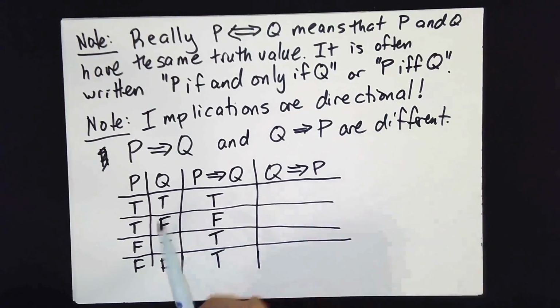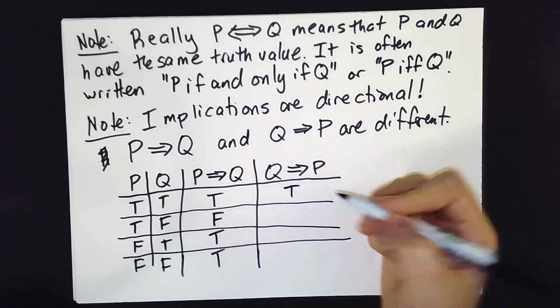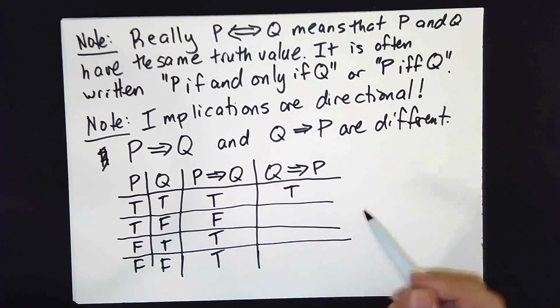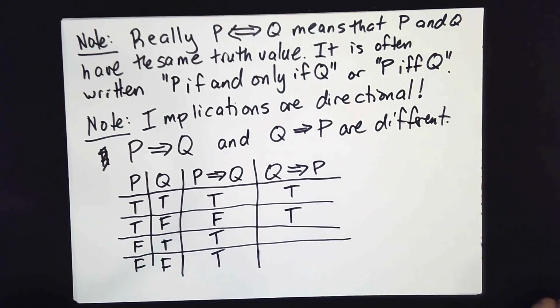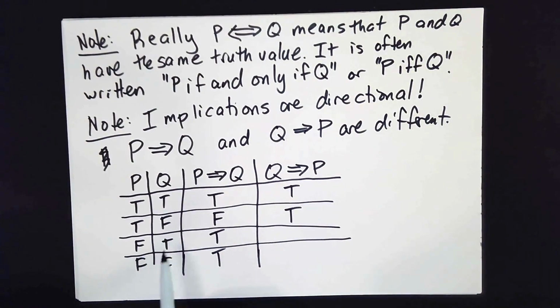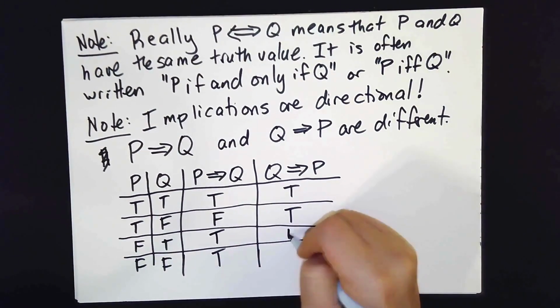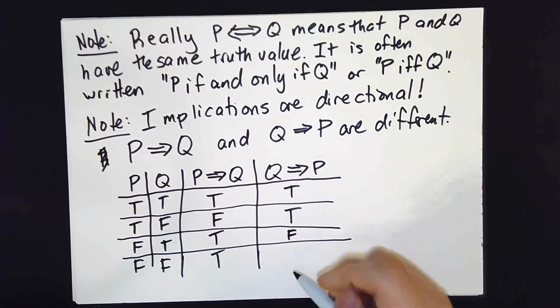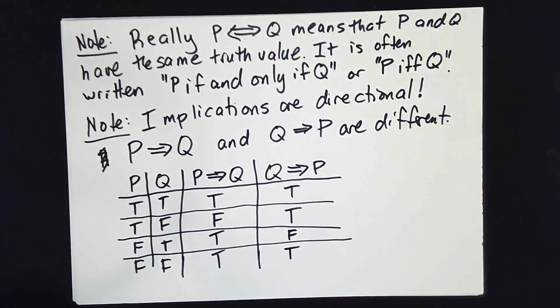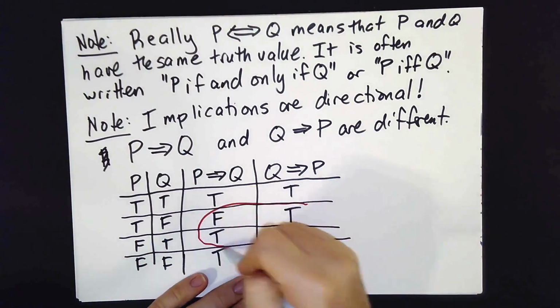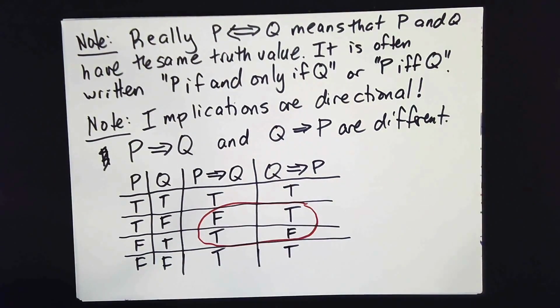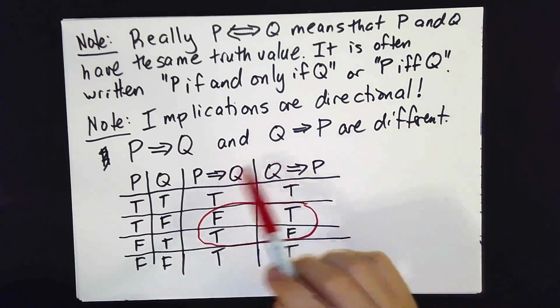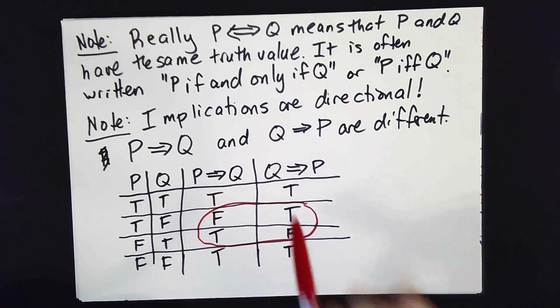Now, Q implies P. That would be true implies true, so that's true. This would be false implies true, so that's true. This would be true implies false. That's the false one. And this would be false implies false, which is true. So the key thing here lives in these two lines. It lives in the fact that these two things work differently if you interchange P and Q.